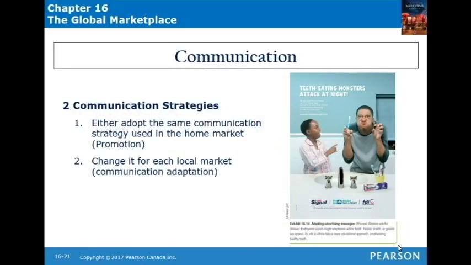Communication. Two communication strategies. One, adopt the same communication strategy used in the home market promotion. Two, change it for each local market. Communication adaptation. Exhibit 16.14, adapting advertising messages. Whereas Western ads for Unilever toothpaste brands might emphasize whiter teeth, fresher breath, or greater sex appeal, its ads in Africa take a more educational approach, emphasizing healthy teeth.